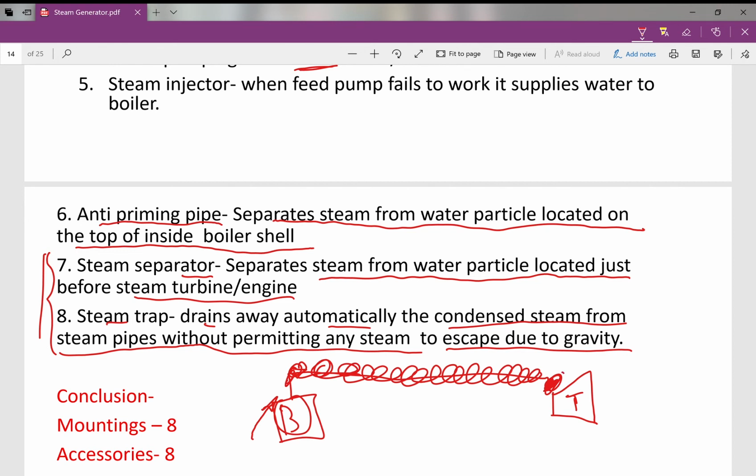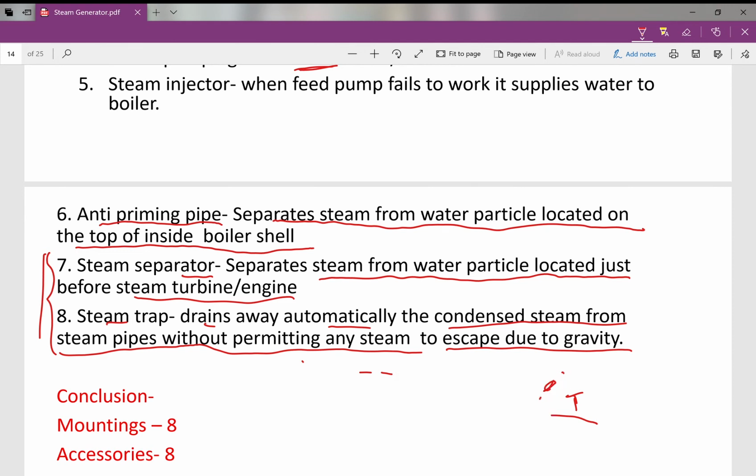Suppose if these two were located far away, due to condensation in this whole pipe there could be a chance of getting wet steam over here. So, wet particles over here, and henceforth these two are generally located very near to the steam turbine. So dear students, as a conclusion, for mountings and accessories, mountings are 8 and accessories are also 8. So please remember both have the same number.